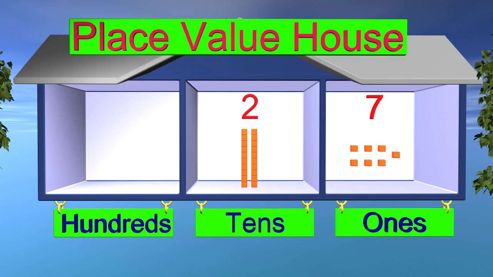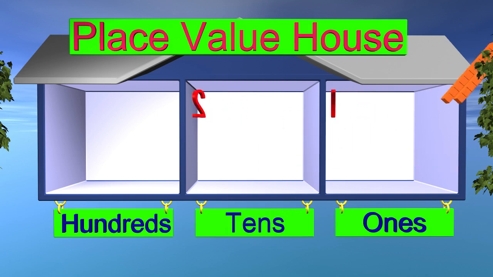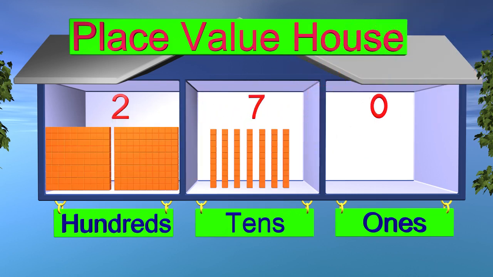But what if we move these numbers over to the next room? Let's do that and see what we have. We no longer have 27. What number is this? We have the number 270. Is the value of 270 bigger than 27? Yes, it is a lot bigger, and we can see that with the blocks. To get the 2 in the hundreds place, we need 2 hundreds blocks. And to get the 7 in the tens place, we need 7 tens blocks, and we have 0 in the ones place.